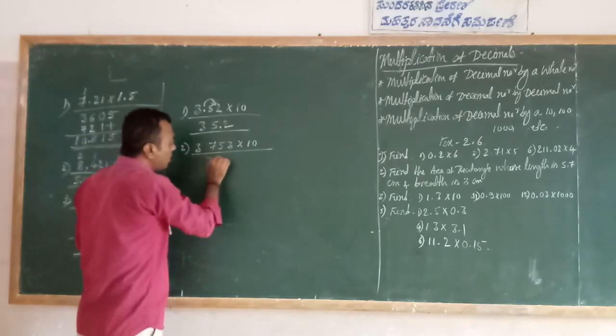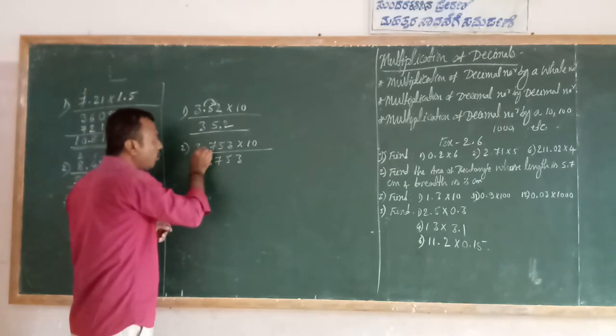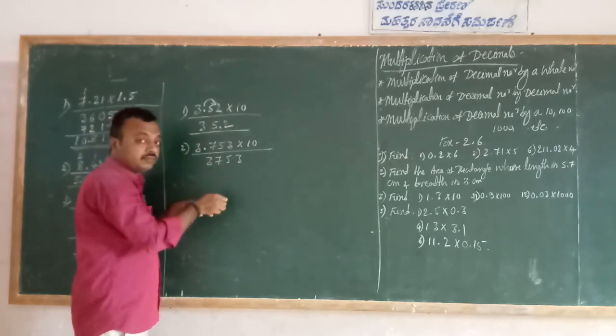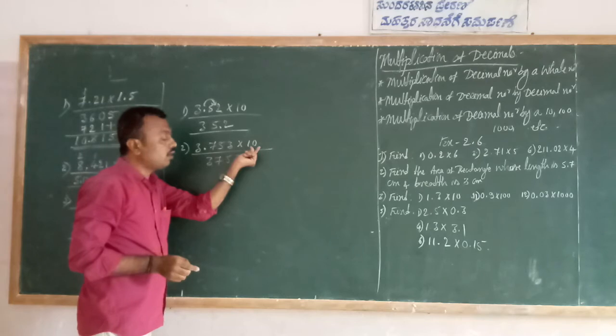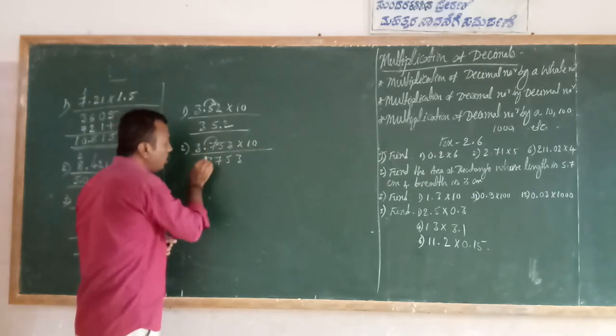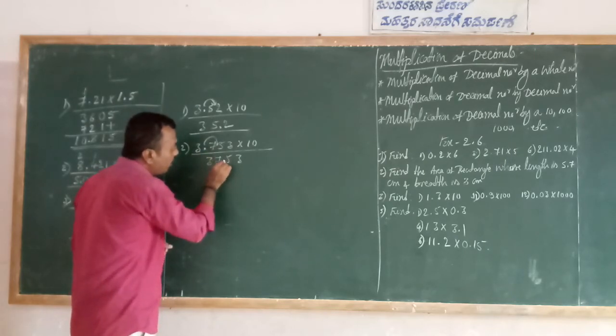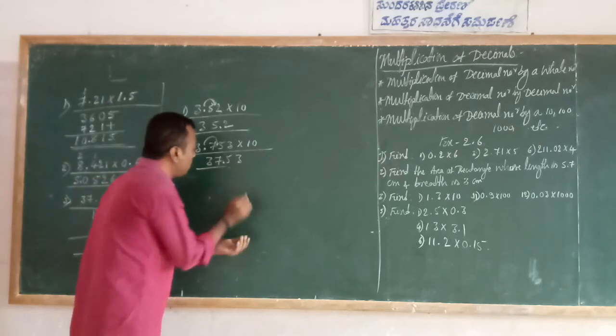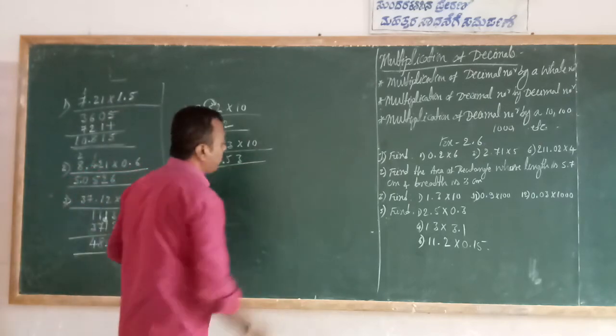So 3753 as it is. After that, here the point is there. How many digits is it shifting? Only 1 digit is shifting because there is only 1 zero. That's why the point is shifted by 1 digit. Therefore, the point comes in between 7 and 5. Where is that 7 and 5? Here. So we can put the point in between the 7 and 5. Therefore, the answer becomes 37.53.